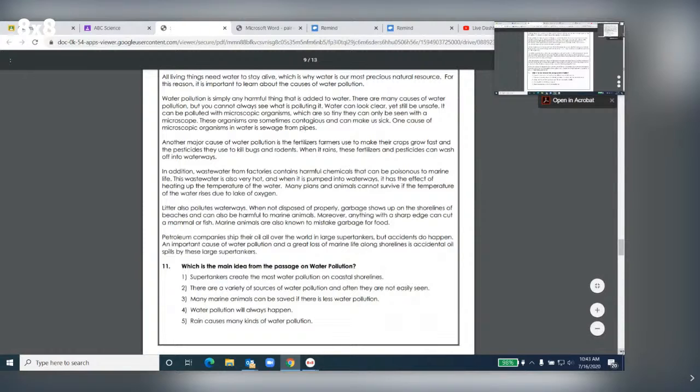You certainly don't see those microorganisms. Pollution, sometimes you might see it, like something could be in front of ABC. Eventually that blows, maybe it gets in the Genesee River, then it gets into Lake Ontario, then eventually it makes its way to St. Lawrence Seaway, then out to Atlantic Ocean. So I think the best answer would be 2, because it talks about a variety of water pollution, and a lot of them are not easily seen. Okay.